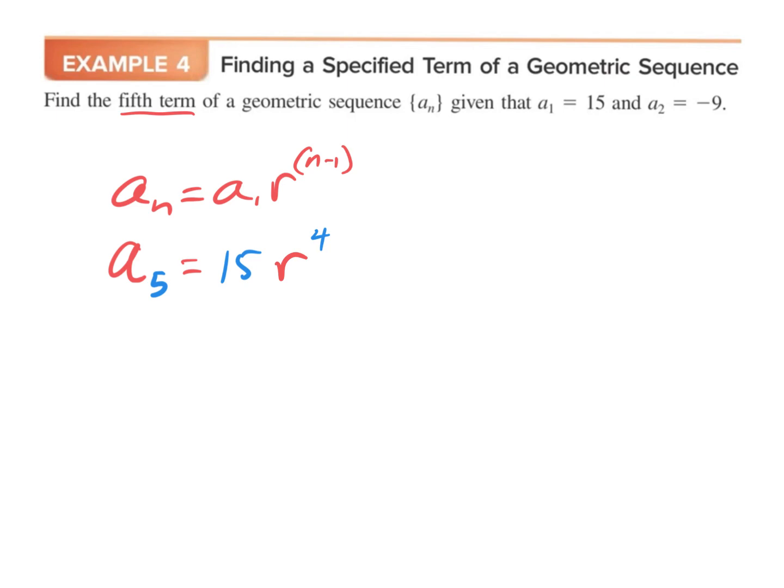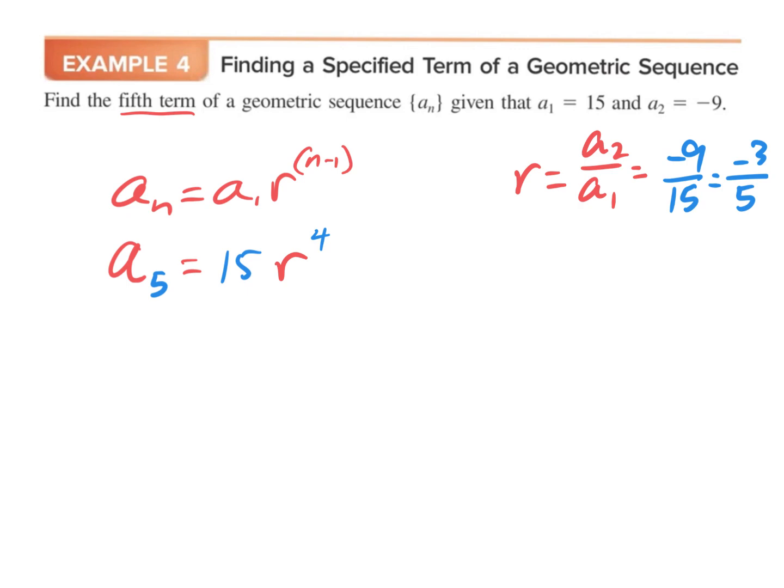And so like I stated earlier, finding r is going to be tricky for some of these problems. Just take the higher numbered term and divide it by the term right before. In this case, they've only given us a sub 2 and a sub 1. So you take the higher numbered term, not necessarily the higher term, the higher numbered term on top, and then divide it by the one right before it. So in this case, my common ratio is negative 9 over 15, which reduces down to negative 3/5. That is the common ratio.